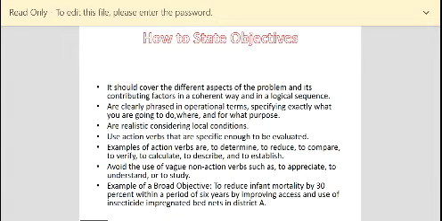Use action verbs that are specific enough to be evaluated. Examples of action verbs are to determine, to reduce, to compare, to verify, to calculate, to describe, to establish. I think we are getting the picture of this. When we say use action verbs that are specific enough to be evaluated, examples are to determine, to reduce, to compare, to verify, to calculate, to describe, and to establish.